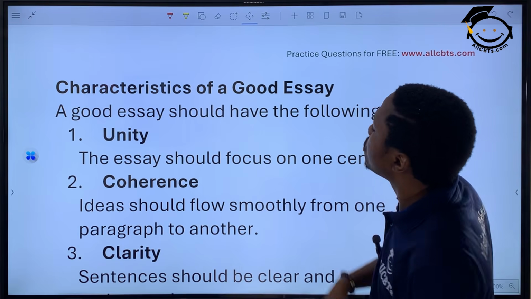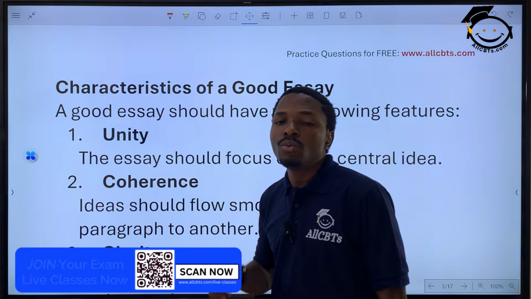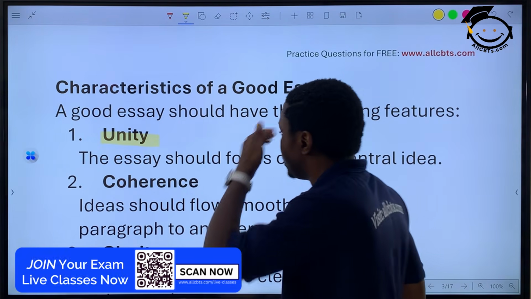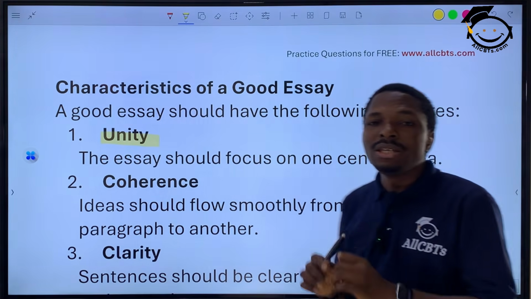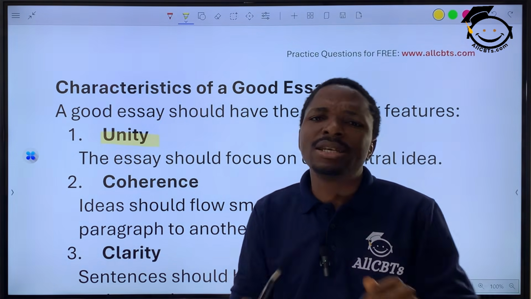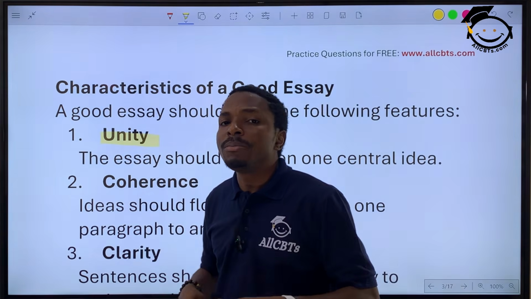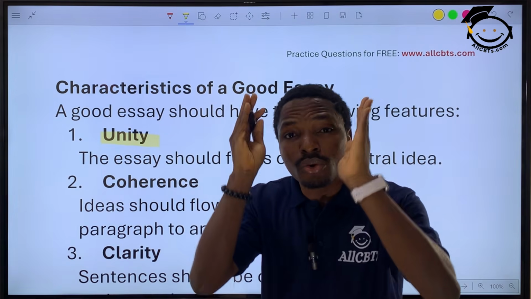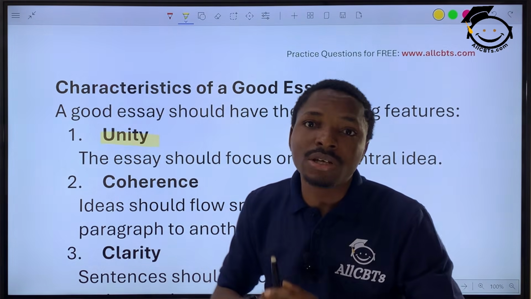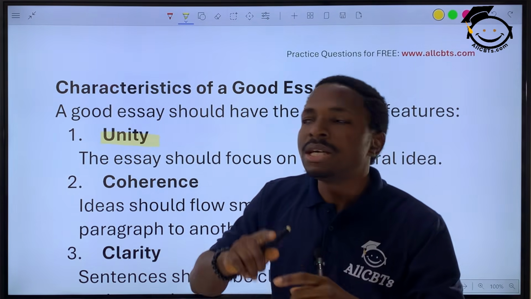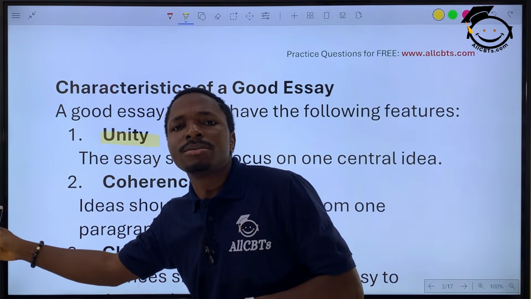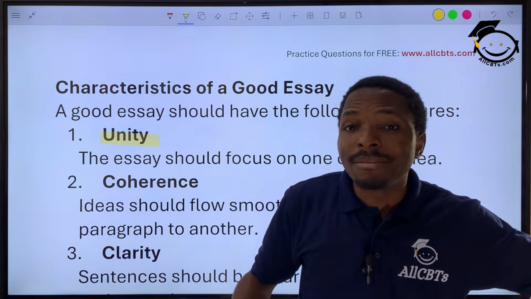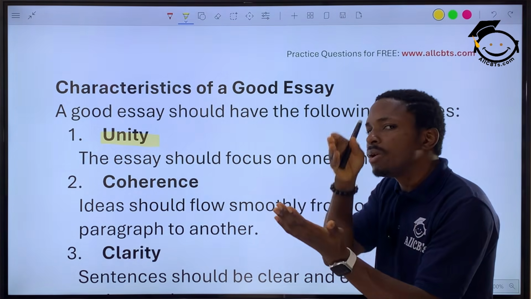Alright, next. Characteristics of a good essay. What should a good essay possess? One, a good essay should have unity. In other words, the essay should focus on one central idea. If you are given a topic, a subject like the day I will never forget, it should focus on that idea, the day you will not forget. It's not like you're talking about the day you will not forget, then you briefly disrupt and talk about your sister's wedding, or something else that happened. So it must focus on a central idea.